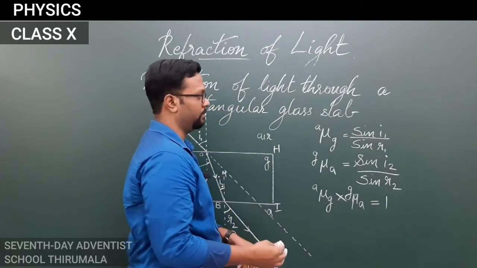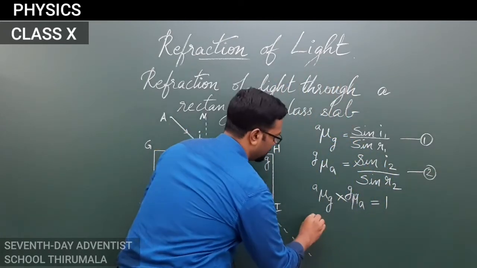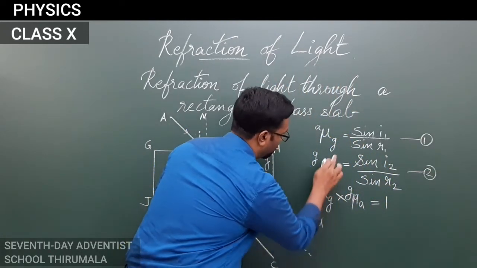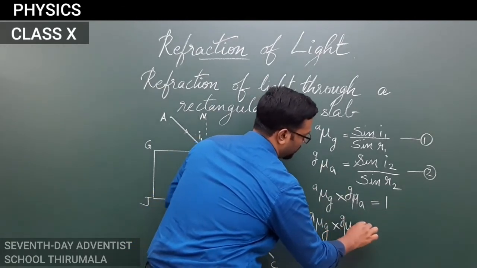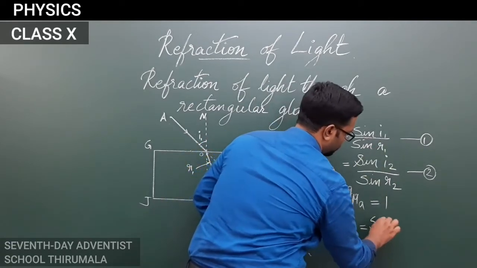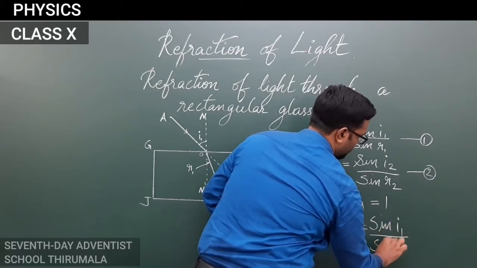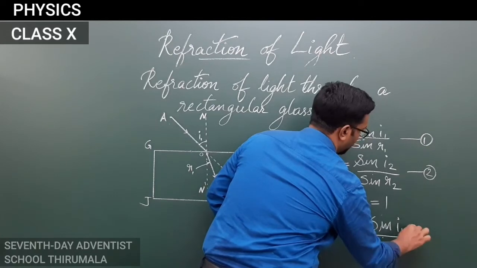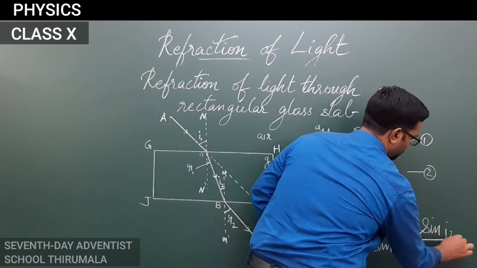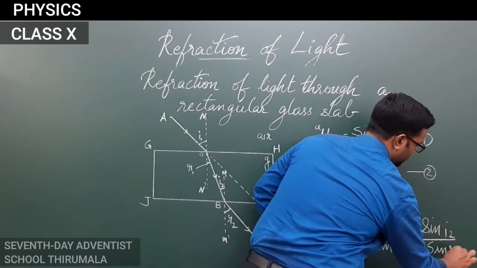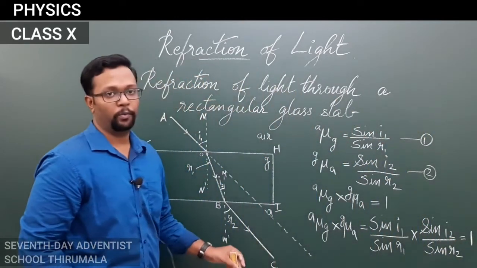So now we are going to multiply equation number 1 and equation number 2. The refractive index of glass into the refractive index of air is equal to sin I1 divided by sin R1 into sin I2 divided by sin R2. And by the principle of reversibility of light, its value should be 1.